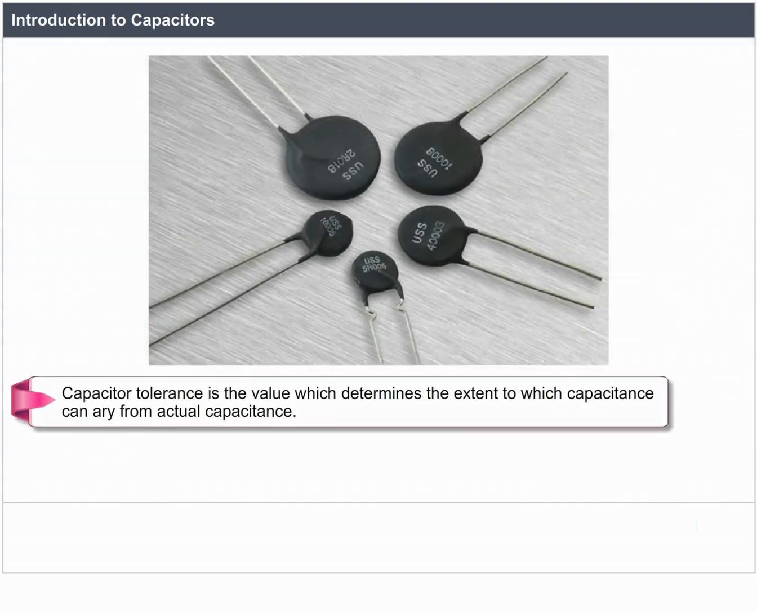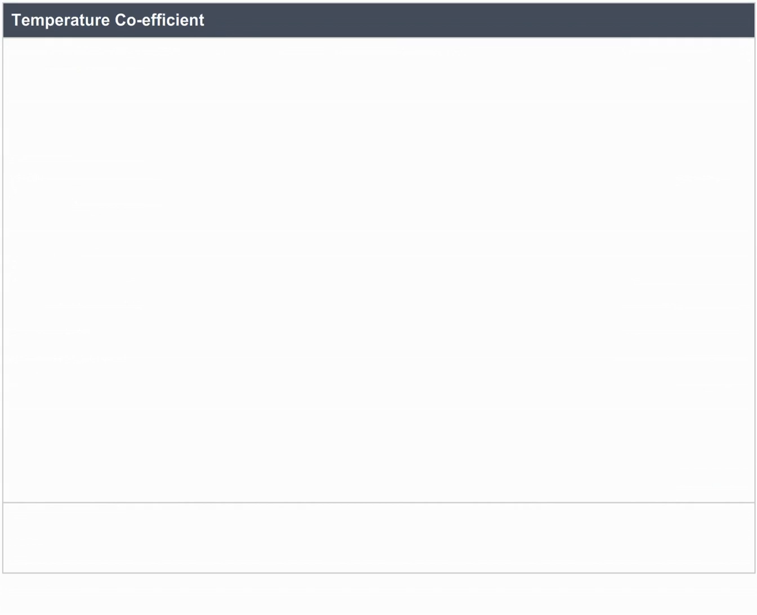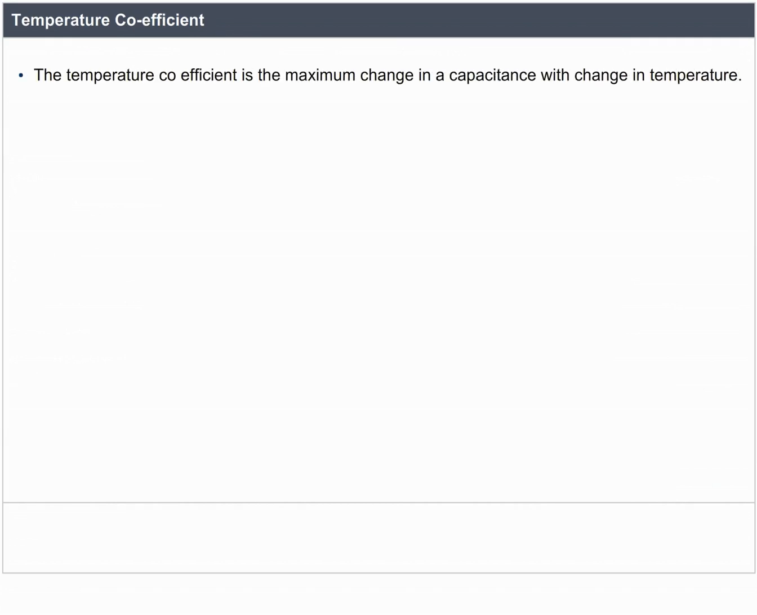Capacitor tolerance is the value which determines the extent to which capacitance can vary from actual capacitance. It ranges from -20% to +80%. Temperature coefficient. The temperature coefficient is the maximum change in capacitance with change in temperature. It is measured in ppm per degree C, parts per million per degree Celsius.